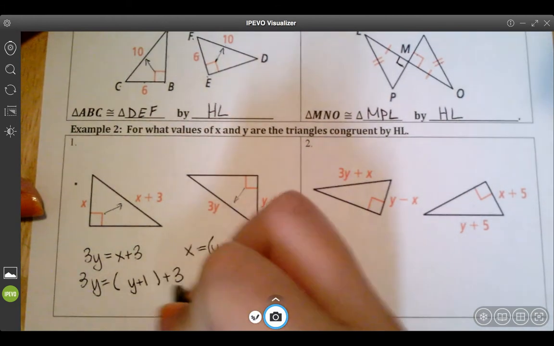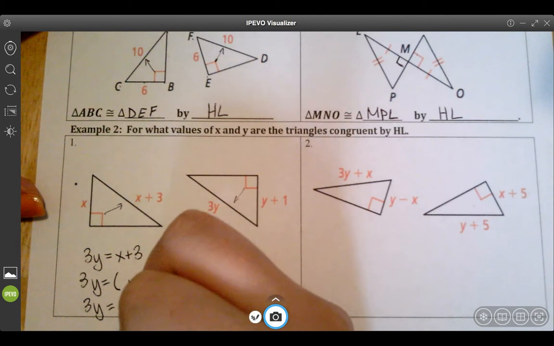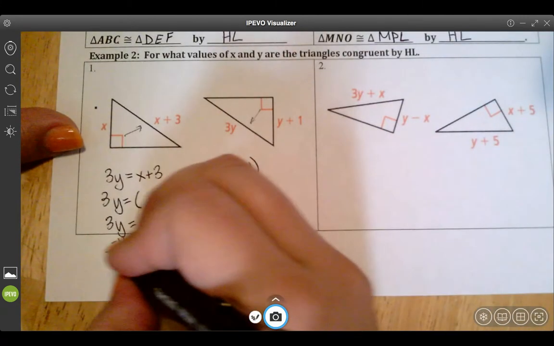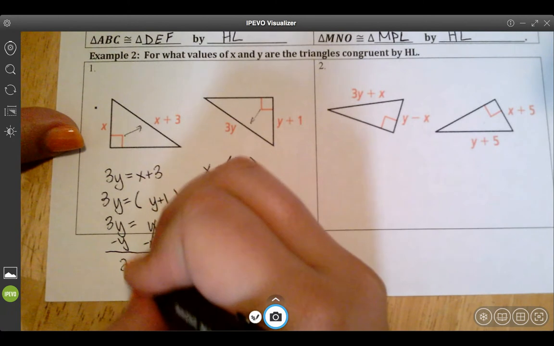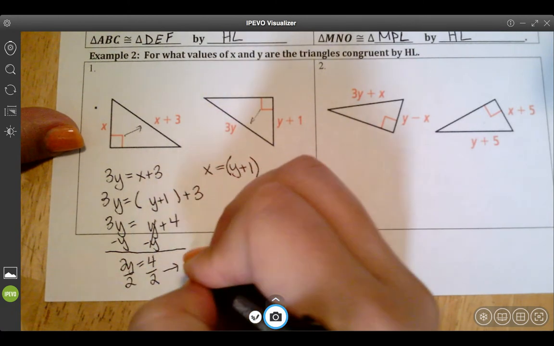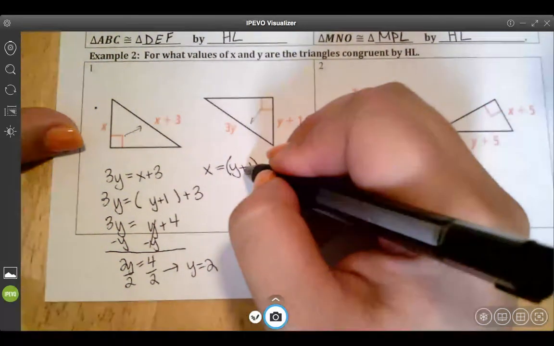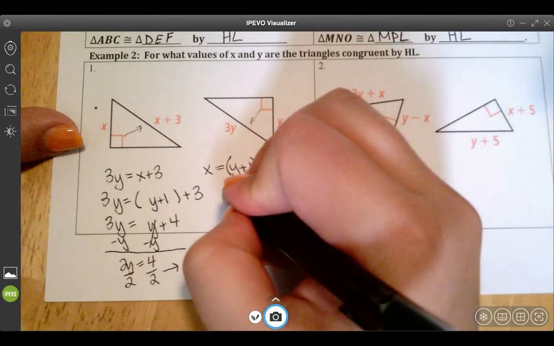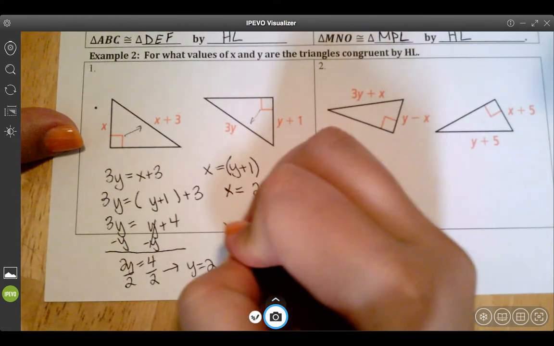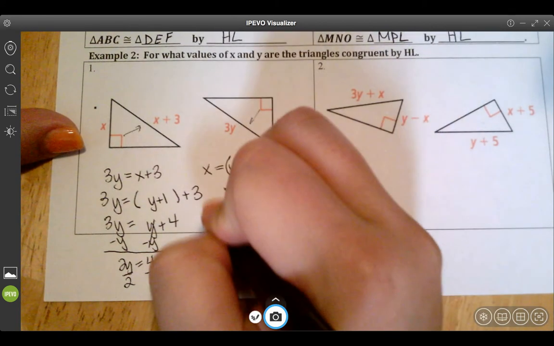So collecting like terms, 3y equals y plus 4, minus y, 2y equals 4, divide by 2, y equals 2. And then we substitute that back in to find x. x equals 2 plus 1, which is 3. x equals 3, y equals 2.